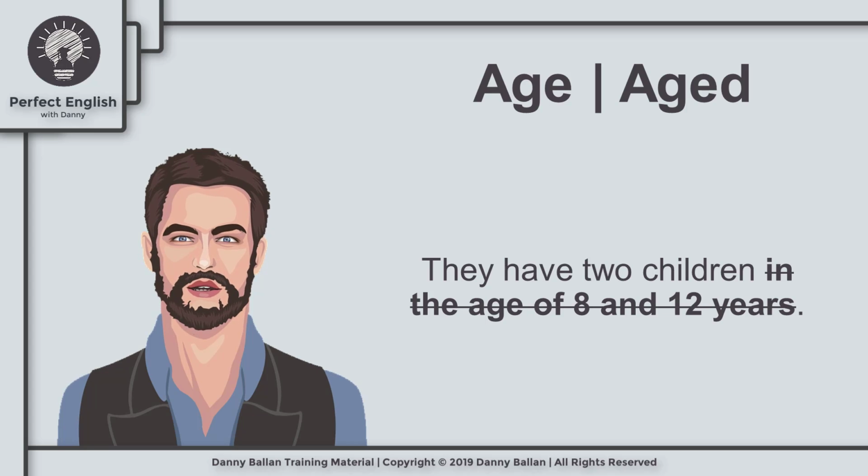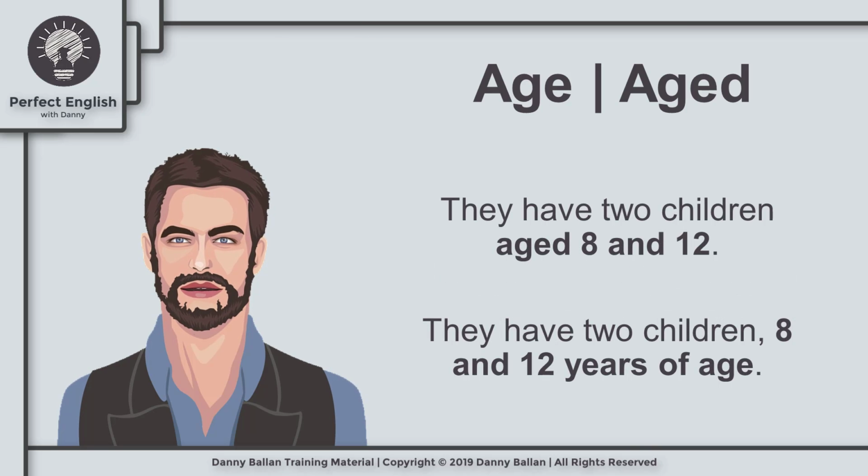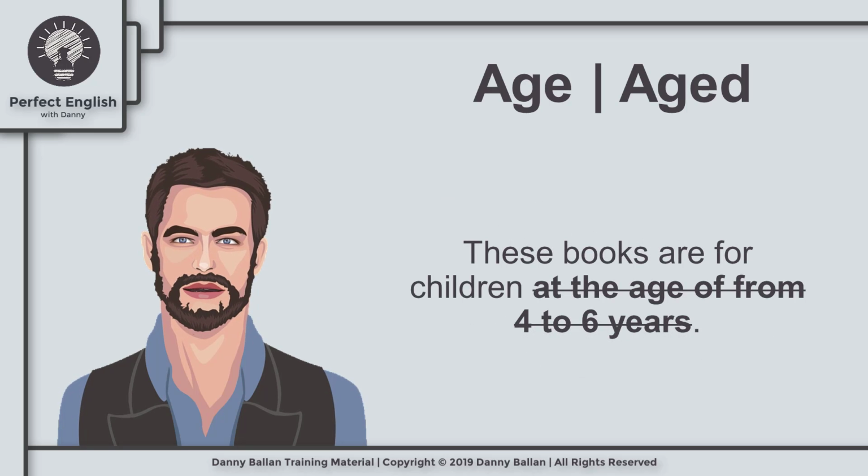Now when you mention two ages after a noun, use either of the following, aged plus number and number, like when we say 2 boys aged 12 and 14, or we use number and number plus years of age. For example, we say 2 boys 12 and 14 years of age. So here we can fix the sentence in two different ways. We can either say they have 2 children aged 8 and 12, or we can say they have 2 children 8 and 12 years of age, but we don't say they have 2 children in the age of 8 and 12 years. These books are for children at the age of from 4 to 6 years.